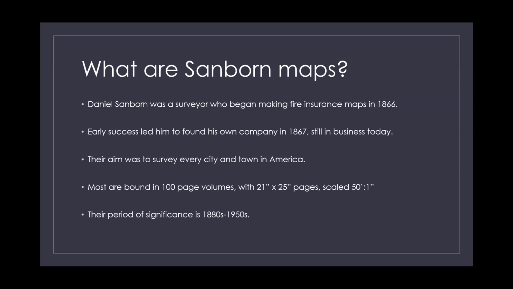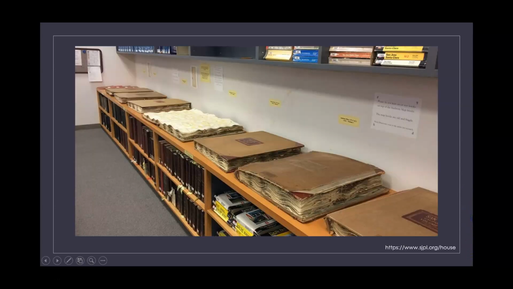Most maps are bound in 100-page volumes with 21-inch by 25-inch pages, scaled 50 feet to 1 inch. Their period of significance begins in the 1880s and extends to the 1950s. This shows the Sanborn Map Collection at the San Jose, California Public Library. Note both their large size and unique appearance that comes from years of updates pasted onto each page.